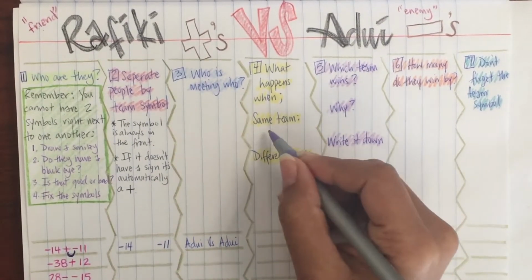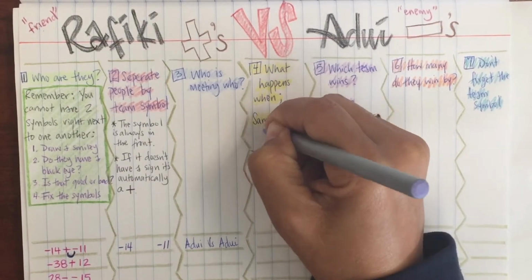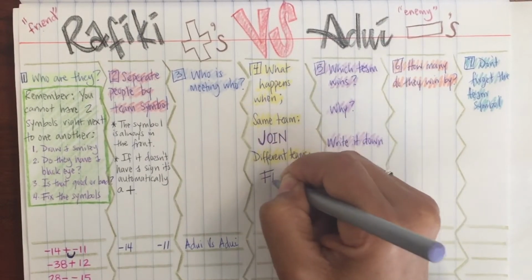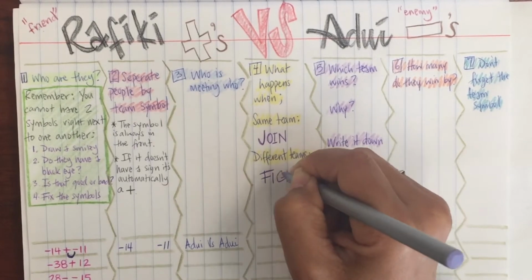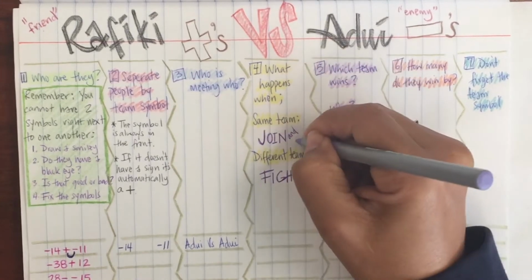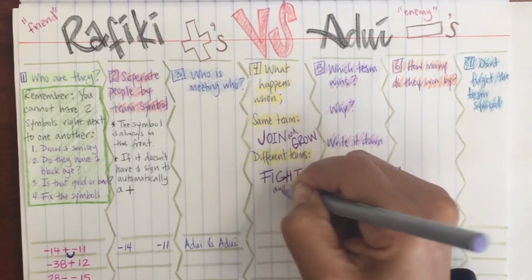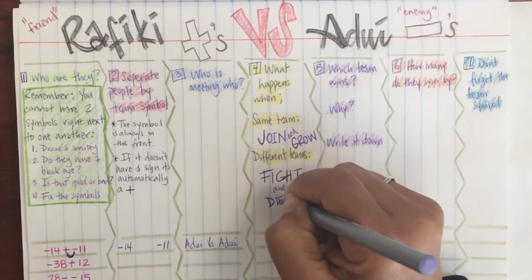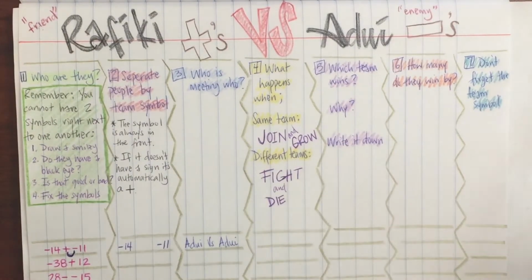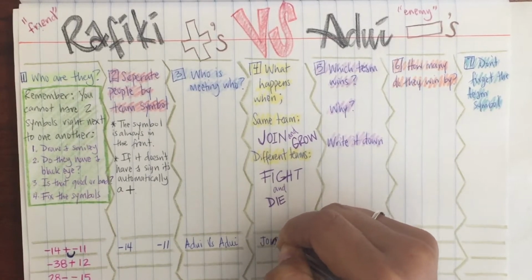So if it's the same team, they join and grow. So you gotta think, if you meet your buddies, you're not gonna fight your buddies, you're not gonna kill them. You're gonna become more of your friends. But if it's different teams, you're gonna fight and die. Remember, it's one-on-one, everyone has equal strength. You meet people who messed you up, who messed your friends up, you're gonna fight them and die. So if you're the same team, you're joining and growing. If you're different teams, you're fighting and dying. So Adui meets Adui, what's gonna happen? They're gonna join and grow because they're the same team. So the same team meets, they're going to join and grow.